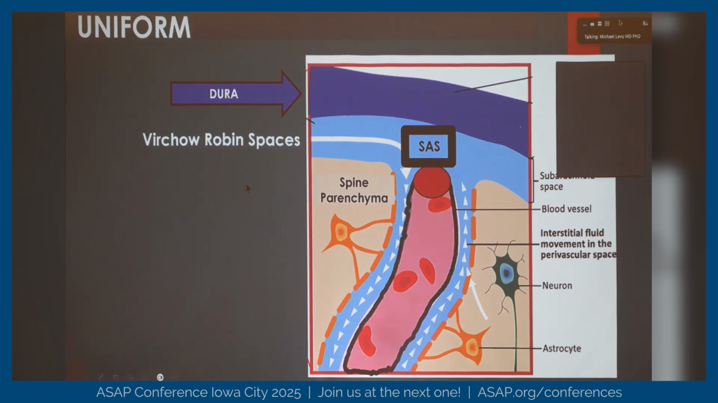And so there's a normal dynamic of flow throughout the Virchow-Robin space that is not under pressure. And it allows for interstitial fluid movement in this space and the removal of waste products and delivery of certain nutrients and such, but also for pressure regulation.